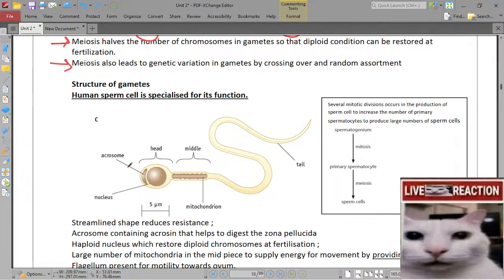Now, let's look at the specialization of gametes real quick. All I really need to know is the tail, lots of mitochondria stored here, the acrosome and the nucleus. That's really it.